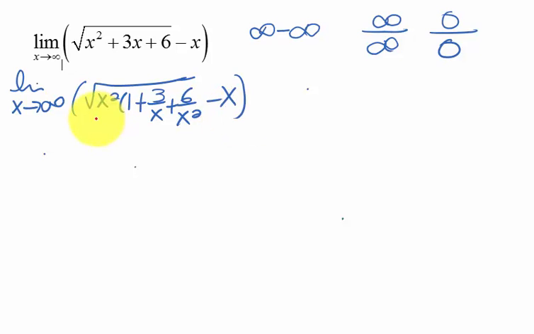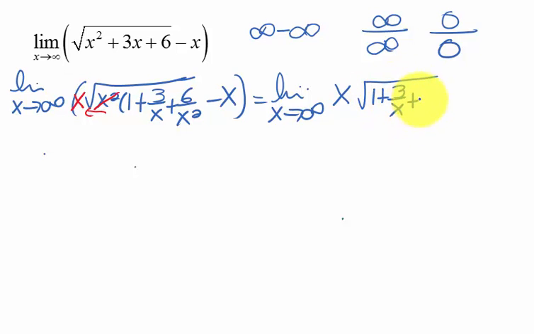Then we can take this x squared and bring it out in front of the radical as an x if we square root it. And then we are going to factor that x out in front, that's in common in both of those terms. So we're going to bring an x out in front and then leave us with the square root of 1 plus 3 over x plus 6 over x squared, and then minus 1.